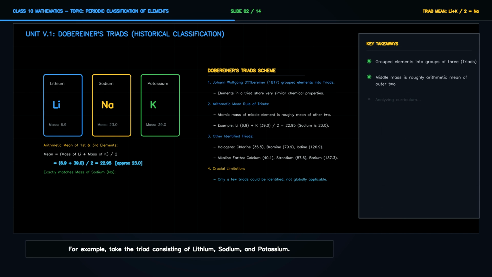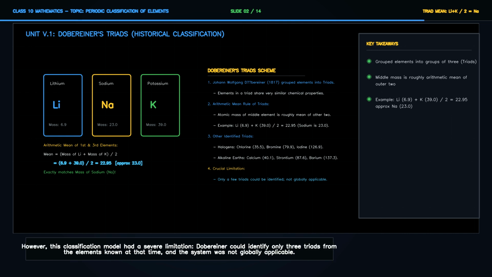For example, take the triad consisting of lithium, sodium, and potassium. Lithium has an atomic mass of 6.9, potassium has 39.0, and the average is 22.95. This value is almost exactly the atomic mass of sodium, which is 23.0. However, this classification model had a severe limitation. Dobereiner could identify only 3 triads from the elements known at that time, and the system was not globally applicable.